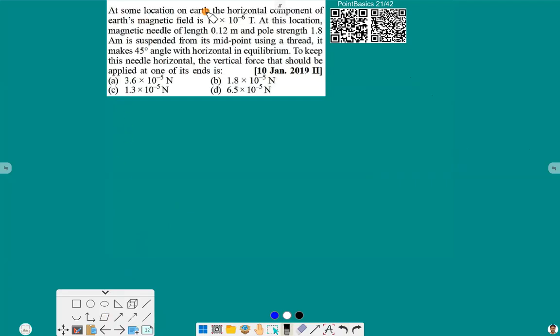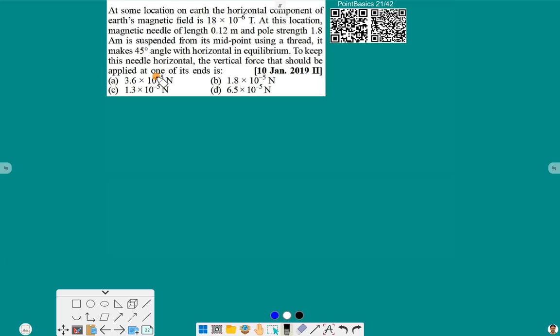At some location on Earth, horizontal component of Earth's magnetic field is given. So BH is given to us. At this location, a magnetic needle of length 0.12 meter and pole strength 1.8 ampere meter is suspended from its midpoint using a thread. It makes an angle of 45 degree with horizontal in the equilibrium. To keep the needle horizontal, the vertical force that should be applied to one of its ends is?